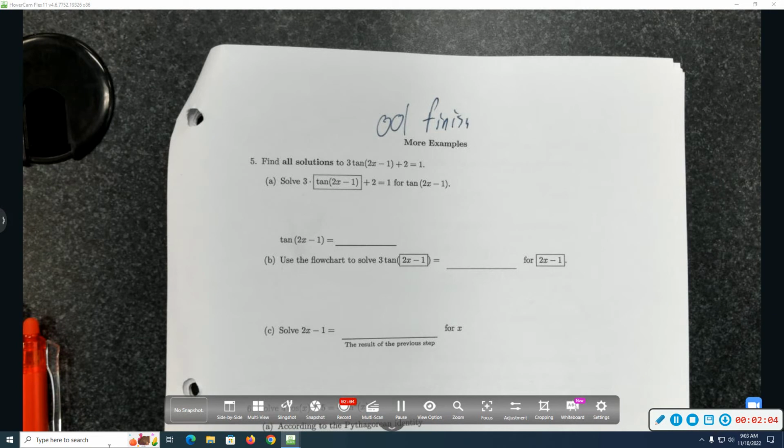Come down to an answer, or if you start feeling like you're getting stuck, you have people around you that you can talk to.